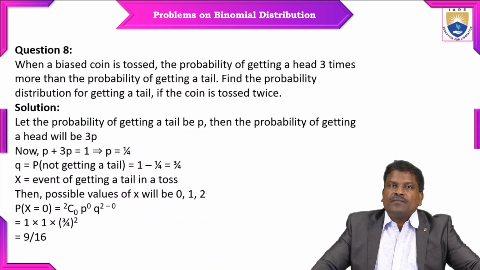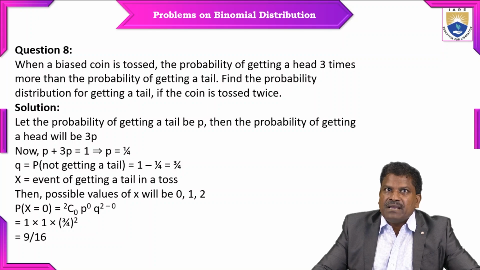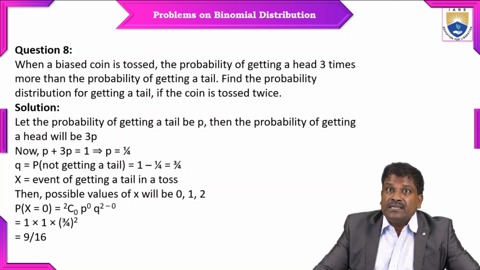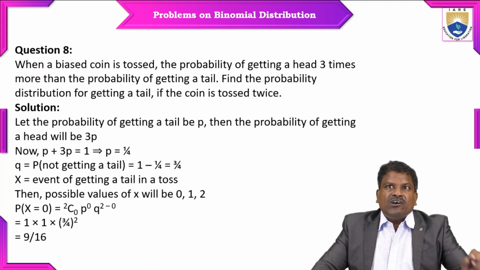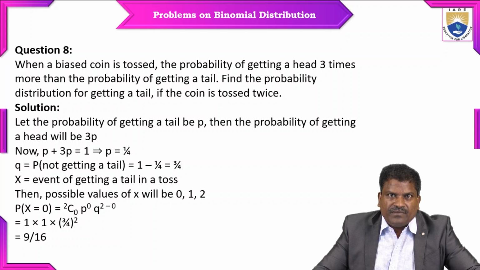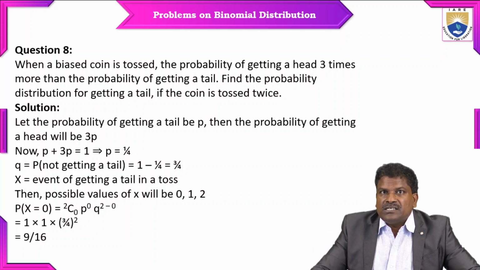Now let us see. When a biased coin is tossed, the probability of getting a head is 3 times more than the probability of getting a tail. This is the constraint. Now let us see. Find the probability distribution for getting a tail. The coin is tossed twice. 2 times it is tossed there.